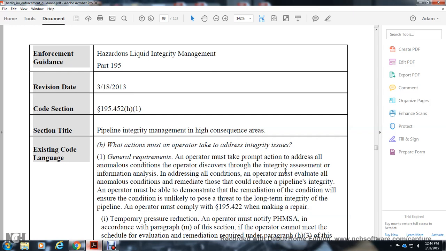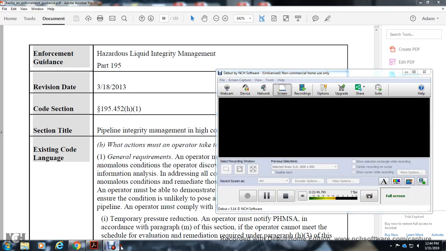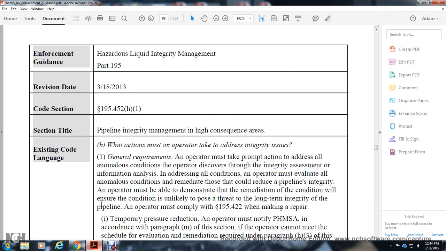Hazardous liquid integrity management, part 195, March 18, 2013. 195.452(h)(1), pipeline integrity management in high consequence areas, paragraph (h): what actions the operator must take to address integrity issues.